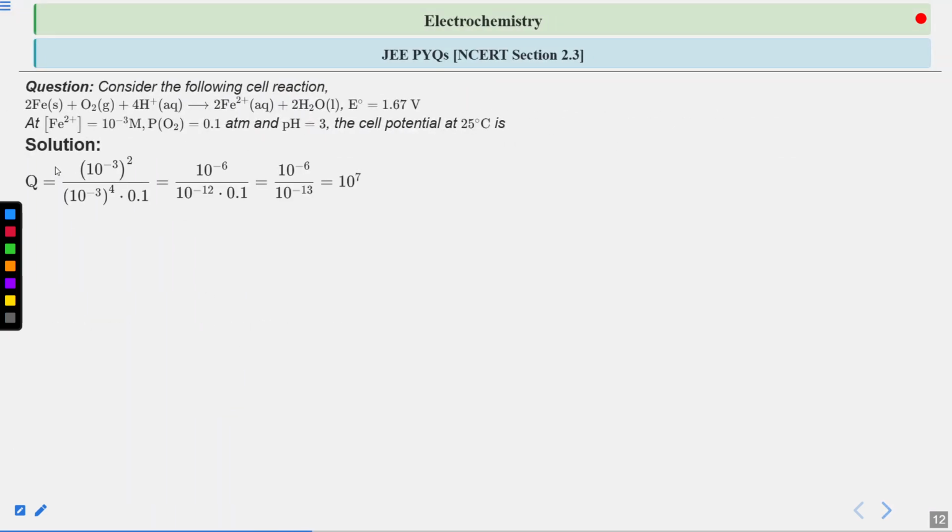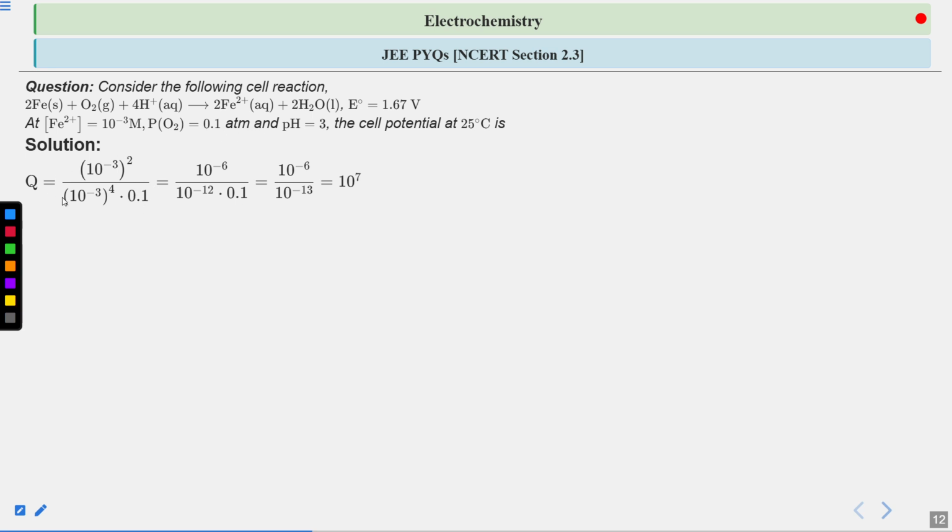Simply now you have to solve the Q value. Fe2+ concentration is given as 10 to the power minus 3 molar. So 10 to the power minus 3 whole square, divided by H+ concentration, which is 10 to the power minus 3 whole 4. Why are we taking H+ concentration as 10 to the power minus 3? Because pH is given as 3. From the formula of pH and the value of pH given, we simplify that H+ concentration is 10 to the power minus 3. Multiply by the pressure of O2, which is given as 0.1 atmosphere. So we multiply it by 0.1.